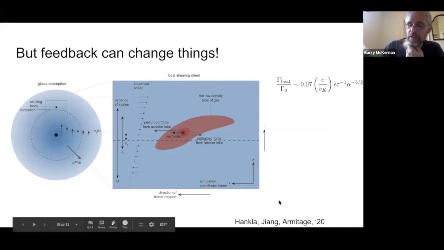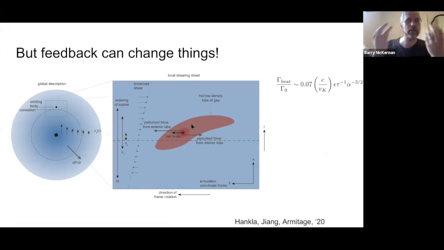Our very own Jan Fay and Phil, together with Leah Hankla, have thought about this problem. If you stick a satellite in a gas disk, then feedback on the surrounding gas results in a blob of gas around the embedded object. Because the disk is shearing, because the inner disk is rotating faster than the outer disk, and because there's a pressure gradient in the disk, you'll end up with an asymmetric blob of gas around the embedded object.